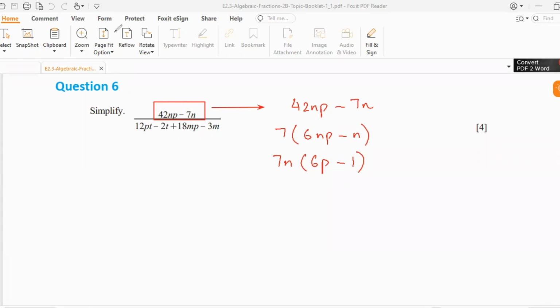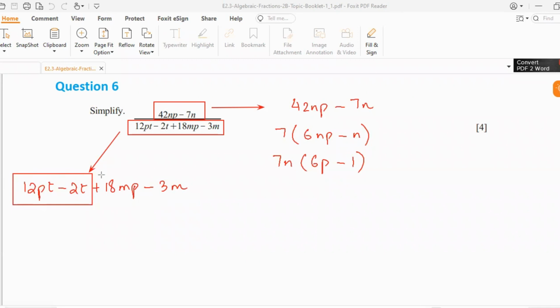Now if you look at the denominator, I'm going to do that separately over here as well. For the denominator, what we have over here is 12pt minus 2t plus 18mp minus 3m. So what we're going to do is we're going to factor this by grouping. So when we say factor by grouping, I'm going to divide the equation into two groups. First two terms make one group and the second two terms make the other group.